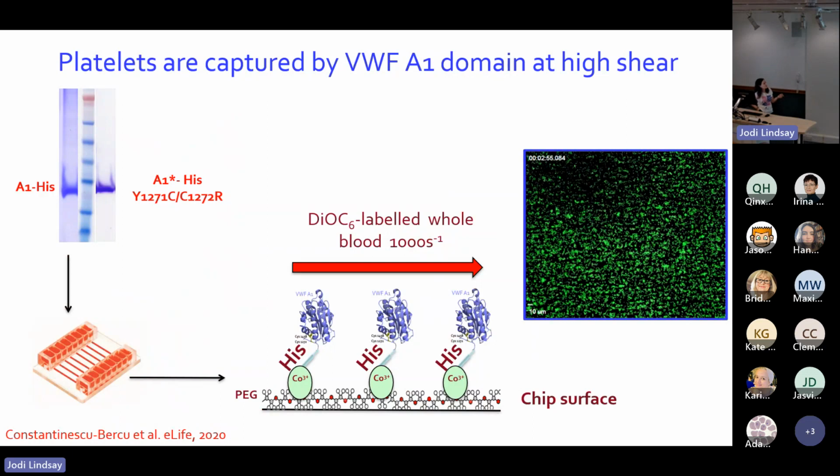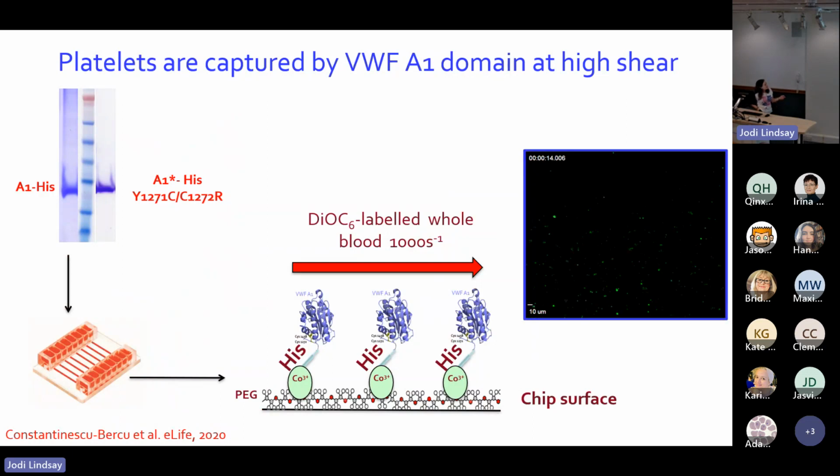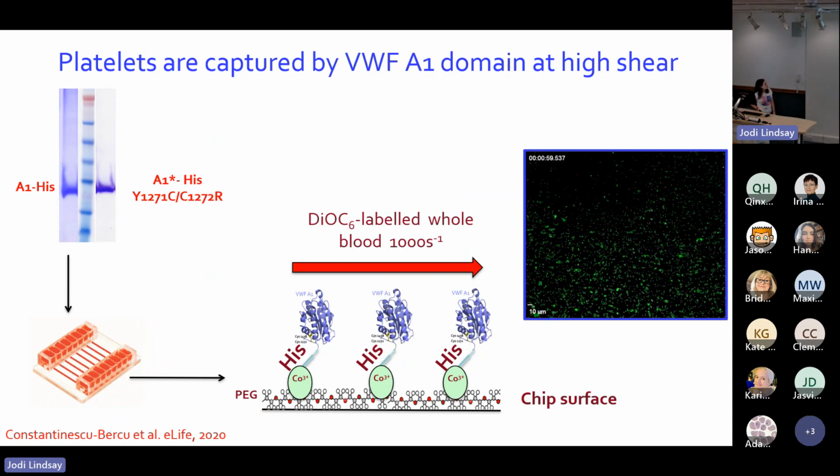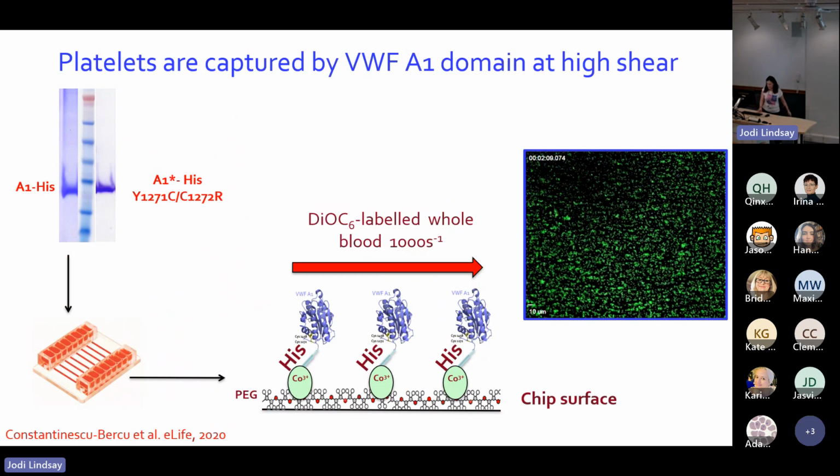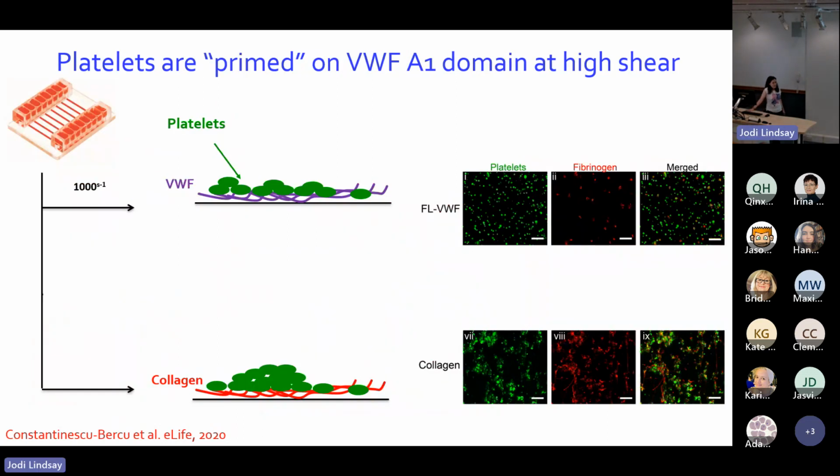Blood is labeled with a lipophilic dye, DiOC6. And you can see the platelets in green are nicely captured on this VWF-A1 domain. Progressively, you can see the formation of microaggregates, suggesting there's platelet activation. She looked into this, and indeed, you can see the red signal here, which is fibrinogen labeled with Fluo4. And fibrinogen, if you remember from my slide, can bind to activated alpha 2B beta 3.